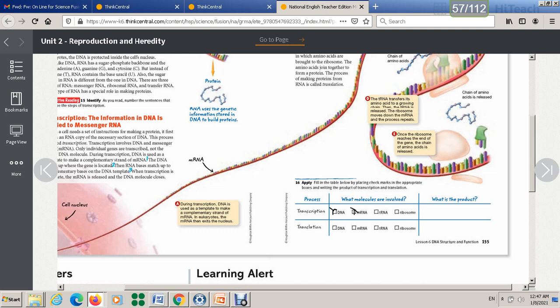What is the product? The product here is mRNA, right? In the last one, the translation, the molecules are mRNA, tRNA and ribosomes, and the product here is the protein, right? It's the translation process, a process of making a protein. I hope this is helpful to understand.